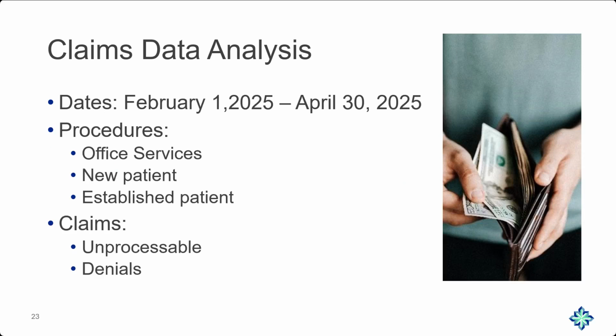So as we look at this data, I pulled the data from February 1st of 2025 through April 30th of 2025, and I isolated office procedures for both new and established patients. And we are going to look at unprocessable claims, which is also known as a rejected claim, and denials.